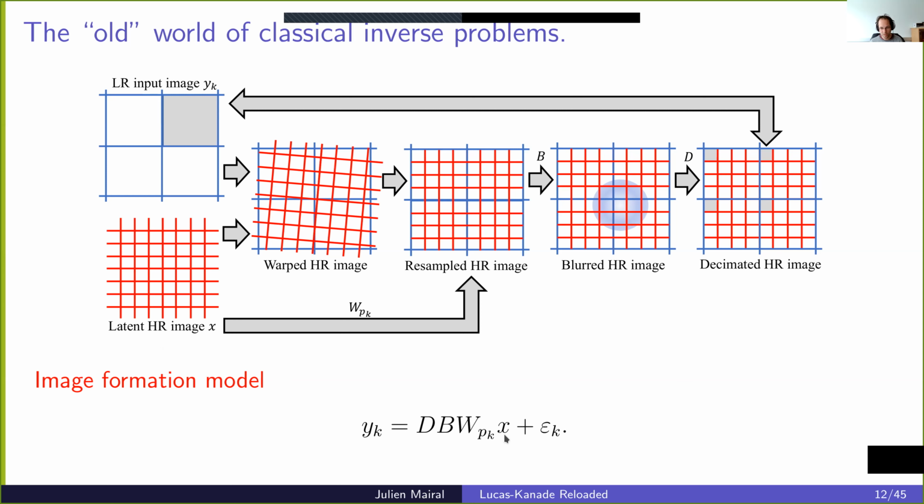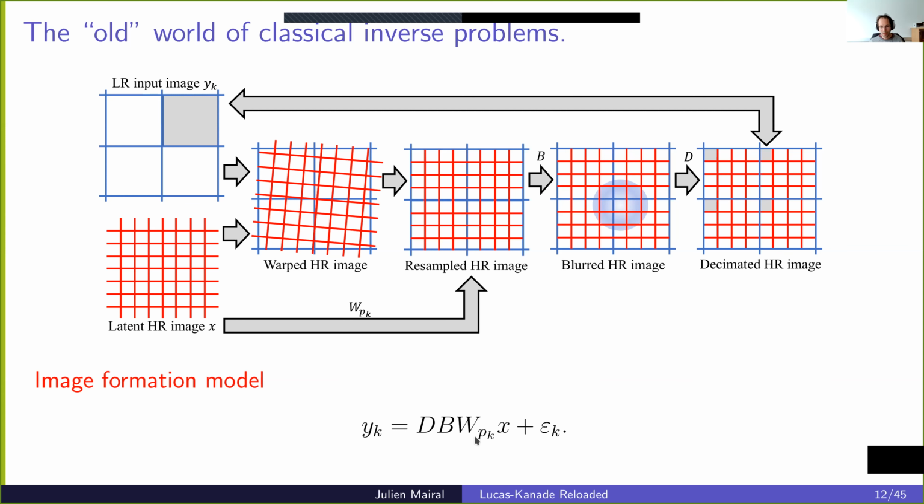We take the high resolution signal X here. We are going to warp it and resample it, because compared to the true signal in the burst, remember that there are small motions because of the hand tremor. So we need to estimate some warping operator that we will call W indexed by p_k, where p_k are the parameters of the warping. There are many ways of modeling that, but here just think, for example, of translations, rotations, or something like that.